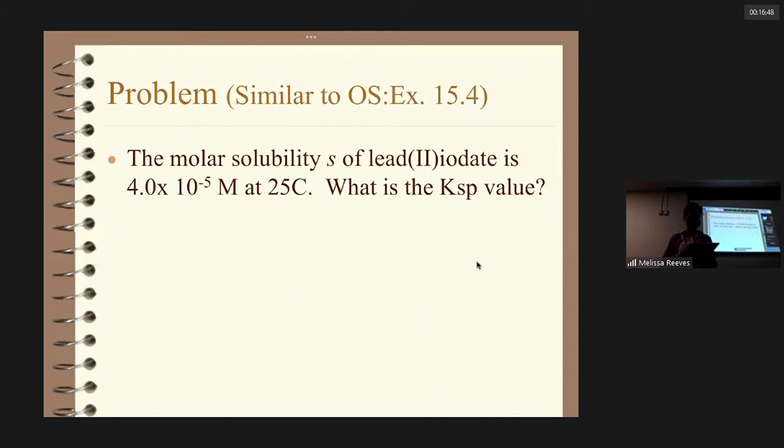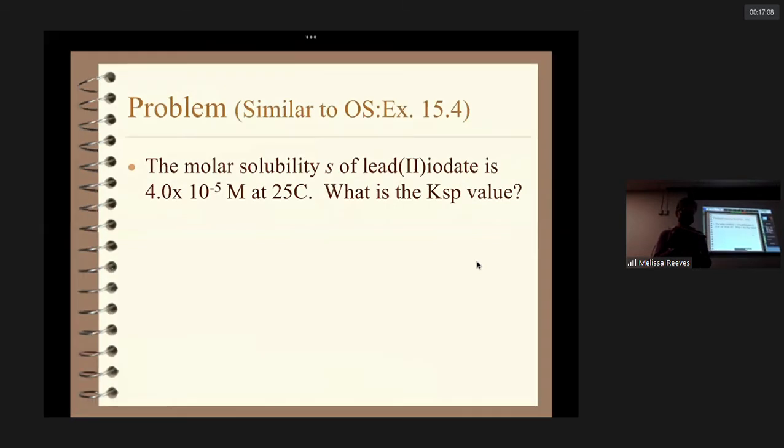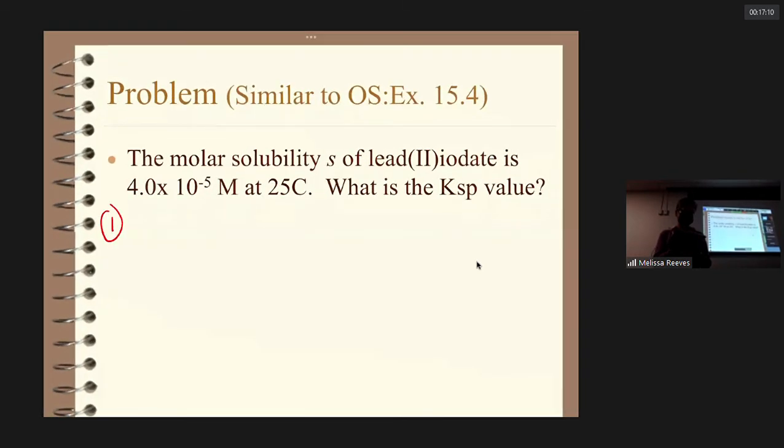So here's a problem that's similar to an example in the OpenStax book. The molar solubility S of lead-2 iodate is 4 times 10 to the minus 5 molar at 25 Celsius. What is the KSP value? So step number one is to write the balanced equation.